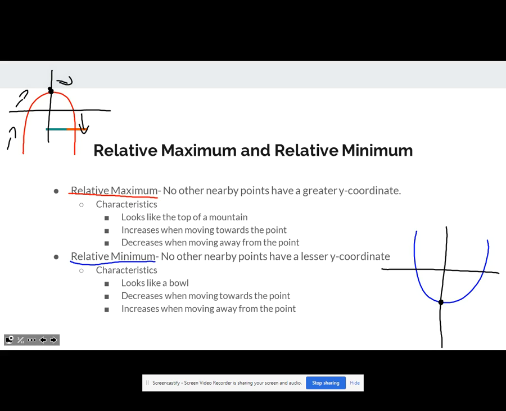And so just like with the relative maxima, we can characterize this one. This looks like a bowl to me, or if you want to keep the nature theme, it could be like a valley. And so as you're moving towards that point, your function is going to be decreasing, but then the function will be increasing as you move away from the point.